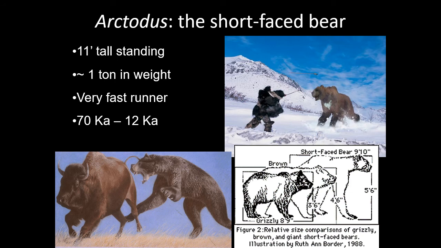I mentioned we had some very large bear in the Pleistocene. Arctodus is the short-faced bear. It stood about 11 feet tall when it was up on its hind legs. In the diagram here, I've got a comparison with a brown bear, a grizzly, and a short-faced bear. They're a lot taller. Weighed about a ton, and they had really, really long legs, so they could probably run down things like bison and horses and people. And they lived from about 70,000 years ago to about 12,000 years ago.